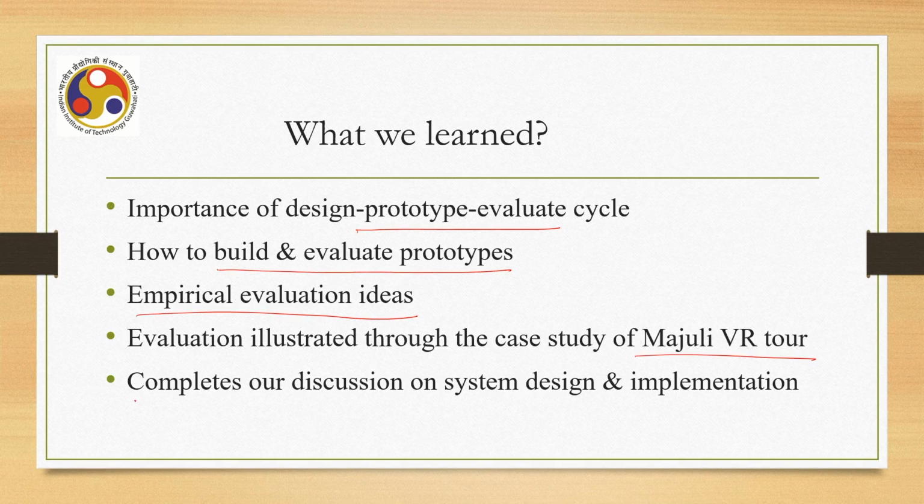So, this completes our discussion on system implementation part. Earlier we talked about design. First we talked about requirement gathering, then design, followed by implementation. So, all three aspects of building a system is now complete.